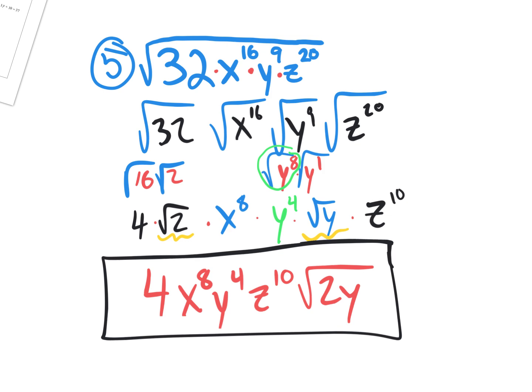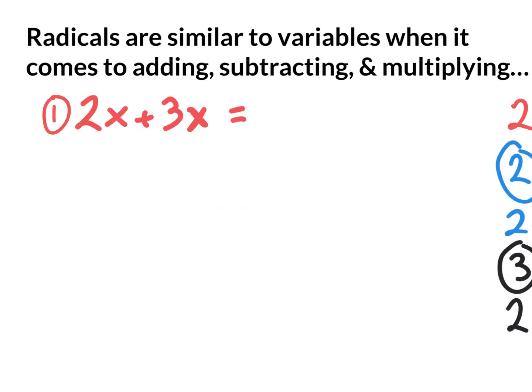The calculator could only really do this. But all of this other stuff you're going to have to be able to do on paper, okay? Radicals are similar to variables when it comes to adding, subtracting, or multiplying.